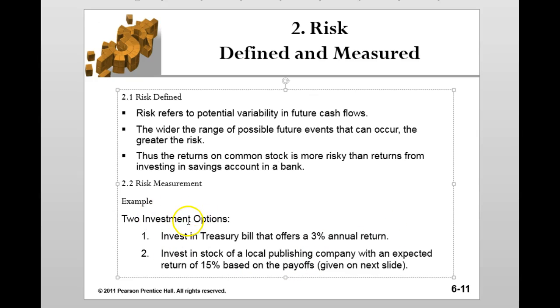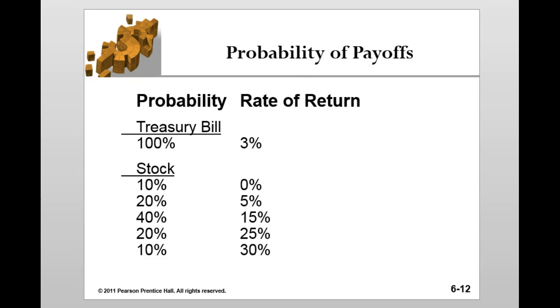So let's look at two investment options. You're going to invest in a treasury stock that offers a 3% return, or you're going to invest in a local publishing company with an expected return of 15%, based on the payoffs given on the next slide. So there's a 10% chance you'll get nothing. There's a 20% chance of a 5% return, a 40% chance of 15, a 20% chance of 25, and a 10% chance of 30. Those are the probabilities of the rate of return. In the treasury stock, there's a 100% chance of 3%.